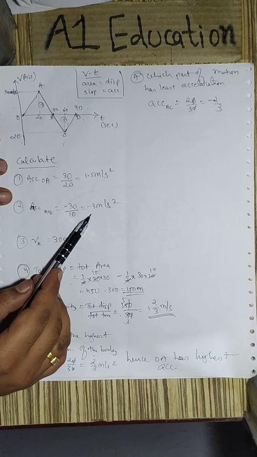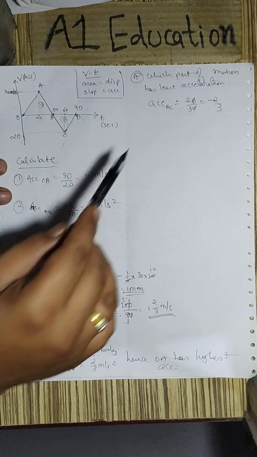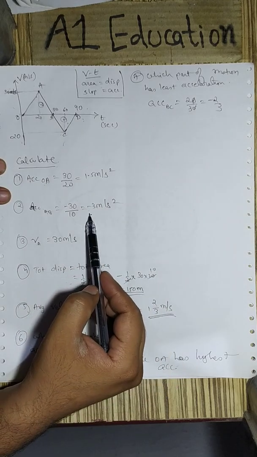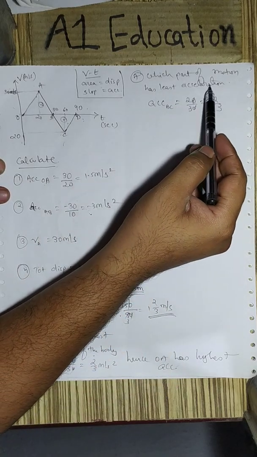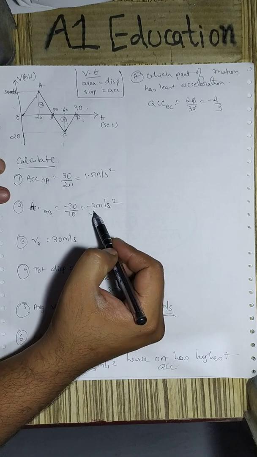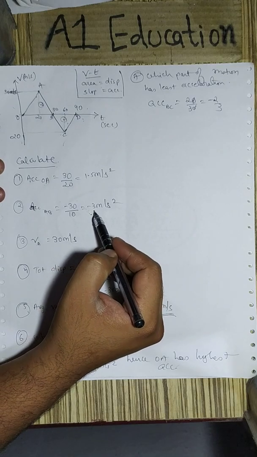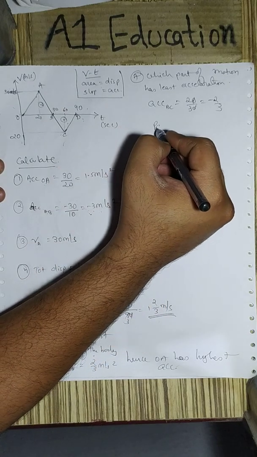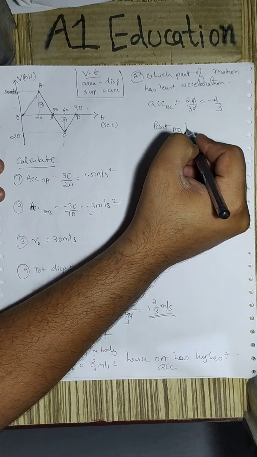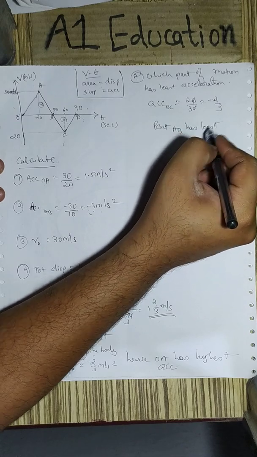Obviously minus 3 is greater in magnitude. Minus 2 by 3 and minus 3, which one is greater? Which part of the motion has least acceleration? So obviously minus 3 is the smallest value, and hence part AB has least acceleration.